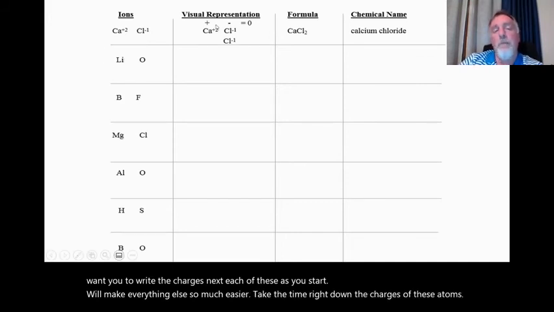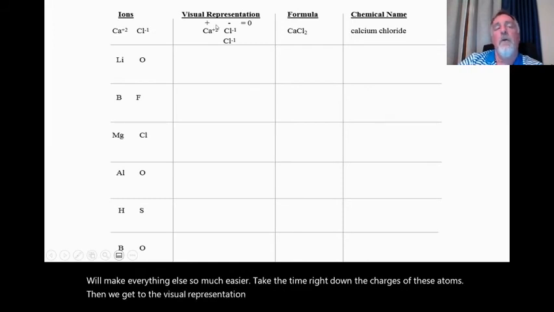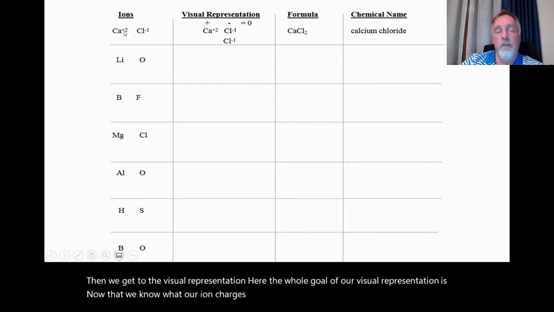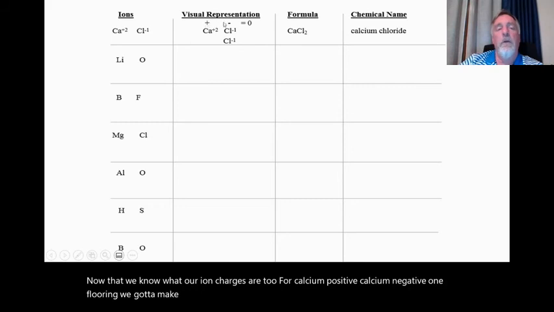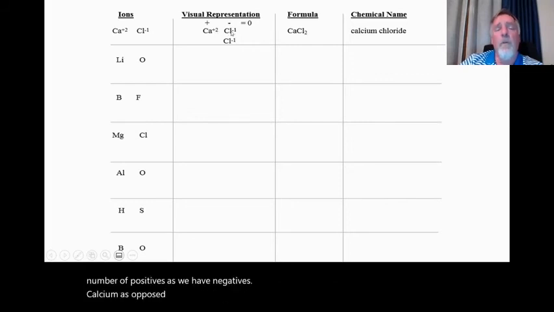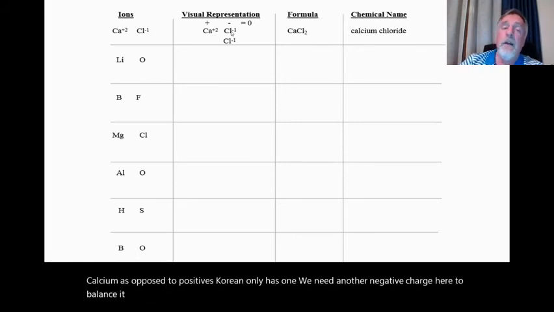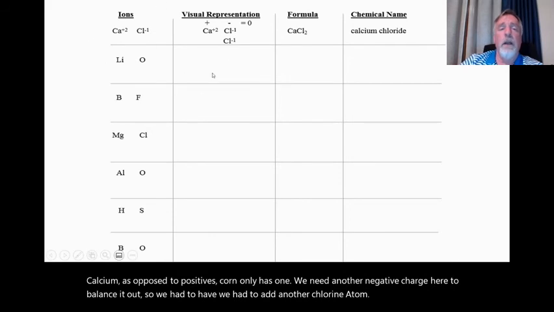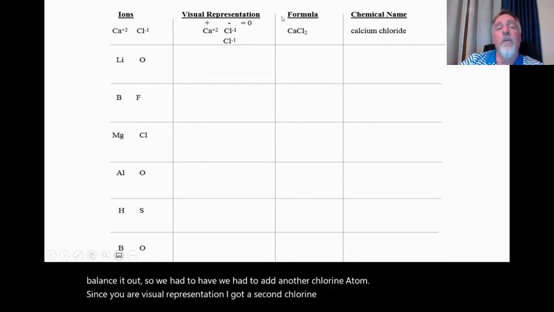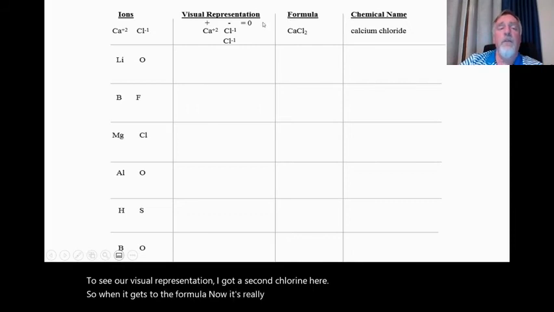Then we get to the visual representation here. The whole goal of our visual representation is, now that we know what our ion charges are, positive 2 for calcium, -1 for chlorine, we have to make sure that our net charge is 0. In other words, we have to have the same number of positives as we have negatives. Calcium has 2 positives. Chlorine only has 1. We need another negative charge here to balance it out. So we had to add another chlorine atom. See our visual representation. I got a second chlorine here.